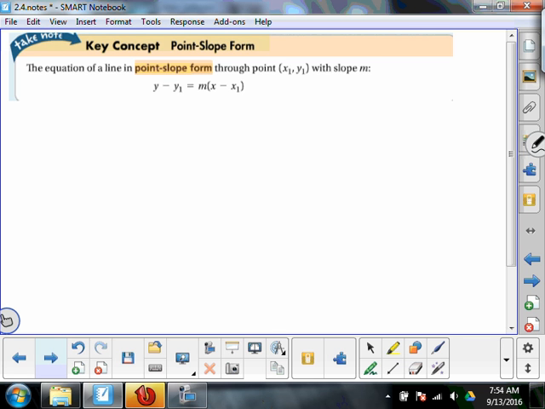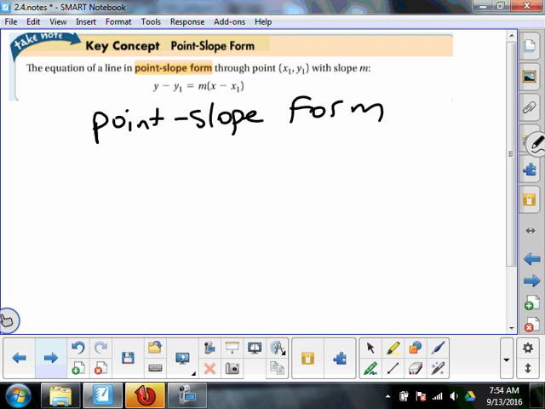Point-slope form. If you were not here yesterday, if you didn't take notes on this yesterday, here it is again. Point-slope form. It goes like this. It goes y minus y1 is equal to, that didn't work the way I wanted it to. That's okay. y minus y1 is equal to m, and m is being multiplied by the quantity x minus x1.